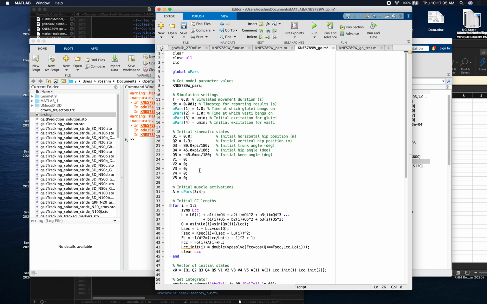Okay, a few of these values we can specify completely arbitrarily. Only one of them really has no effect on the simulation at all, and that's this Q1 variable here, the initial horizontal hip position. That just defines where along the ground the model starts its jump, and it really doesn't affect the muscle forces or contact or anything like that. So we can just give that an arbitrary value. We'll just start it at 0.